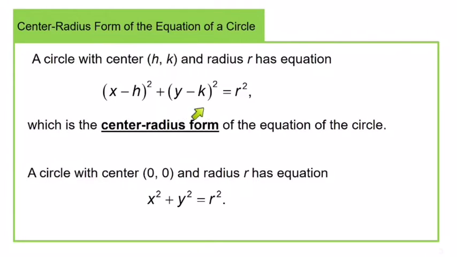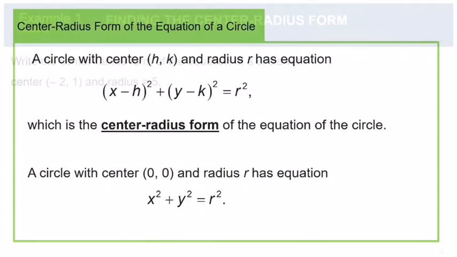This is the center radius form of the equation because we can see the center and the radius when we look at the equation. Now, if the center is at 0, 0, then the equation will look like this: x squared plus y squared equals r squared. Because if h were 0, then x minus h squared would just be x squared.